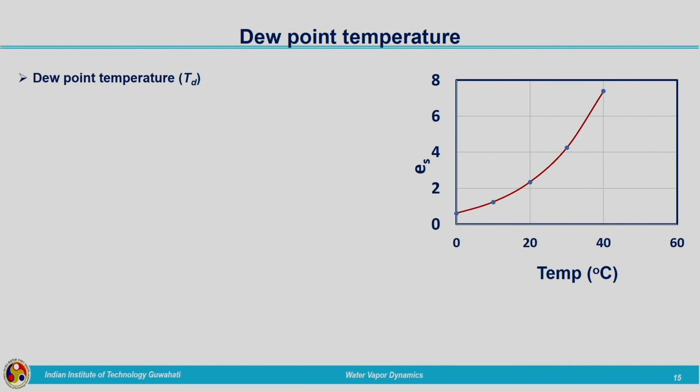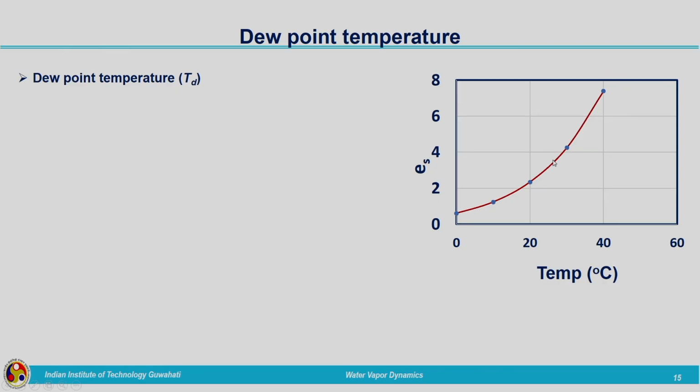Now let us see how it can be calculated. We have the curve which represents the exponential relationship between the saturation vapor pressure and temperature. This exponential relationship was given by a particular empirical equation. That relationship is valid only on this particular curve. For different temperatures on the x axis in degrees Celsius, you can get the corresponding saturation vapor pressure from the y axis.